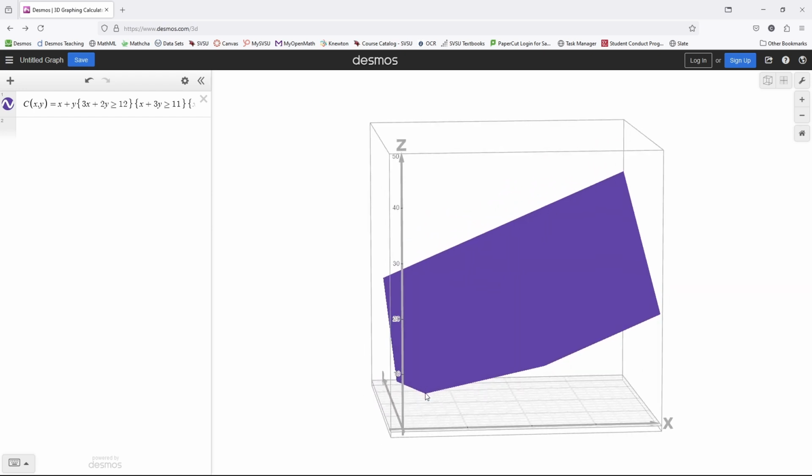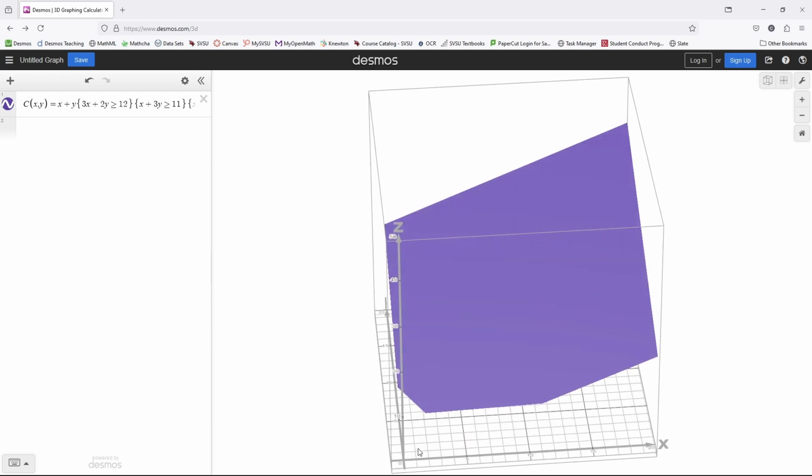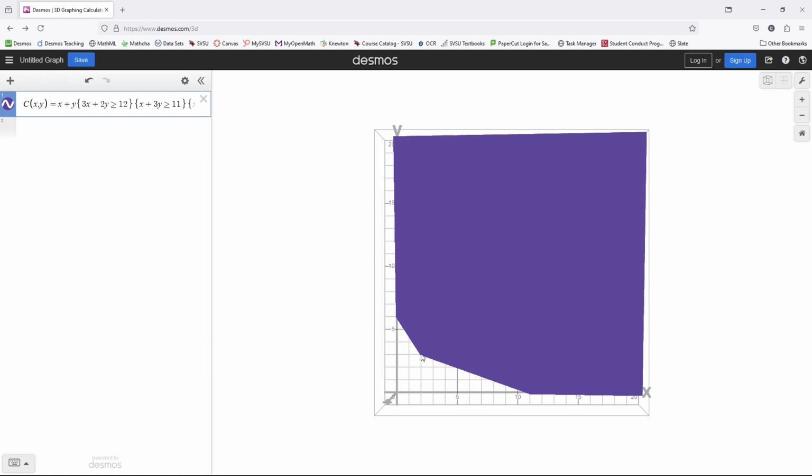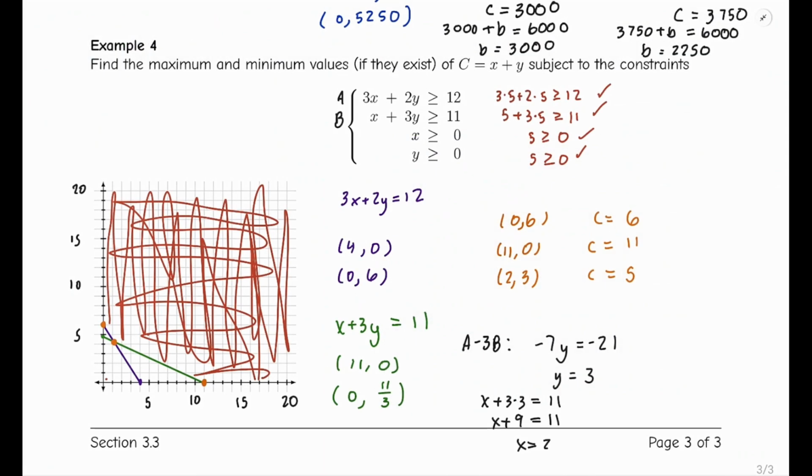And it looks like the minimum occurs here, which is at that (2, 3) location that we found. So our answer is: c has a min of 5 at (2, 3). c has no max. But how can we do this without using Desmos?